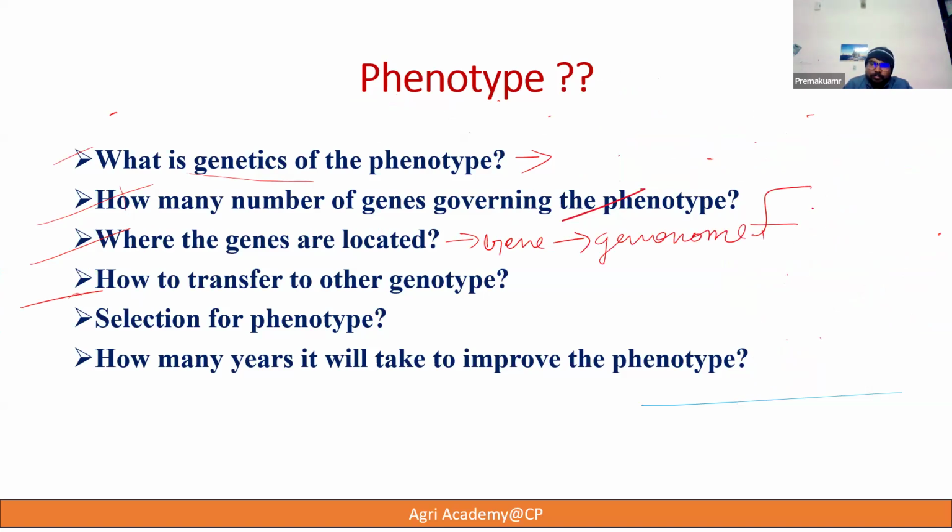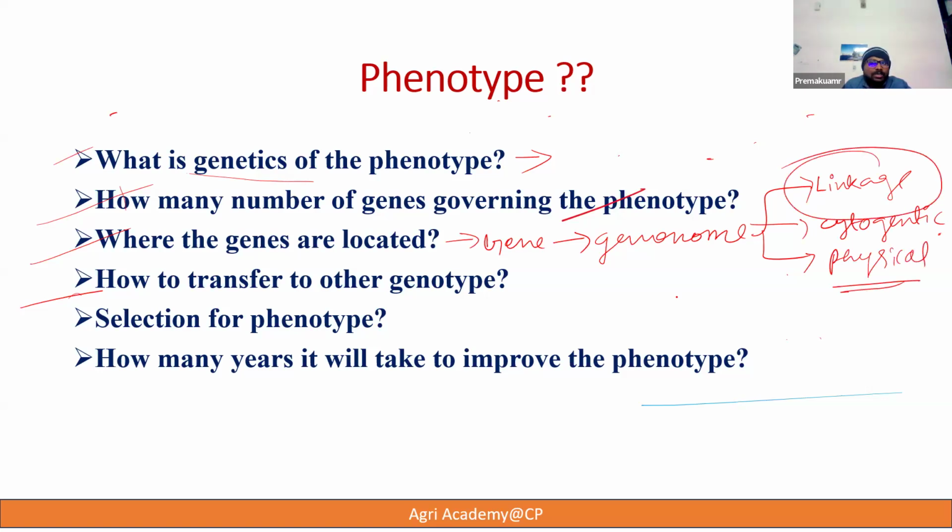Can anyone tell which types of maps are possible? Cytogenetic map, physical map, linkage map. Exactly. So we already discussed this. I am not going into the physical map. We discussed linkage map in detail. We will discuss the rest in the respective classes, cytogenetics and sequencing classes.